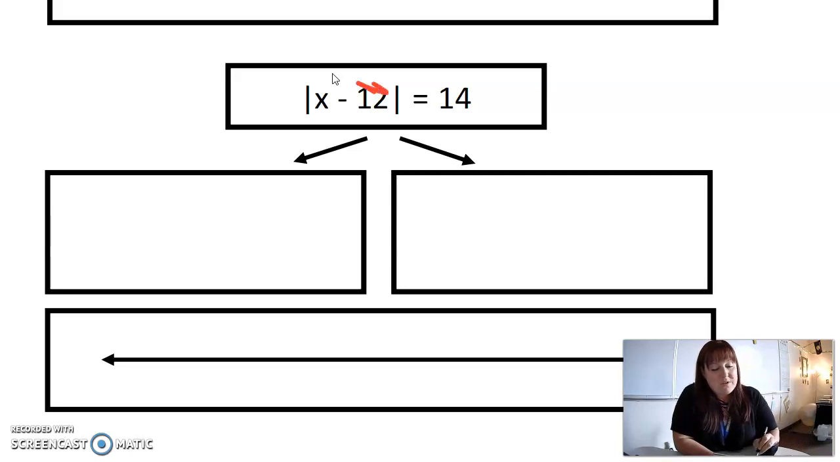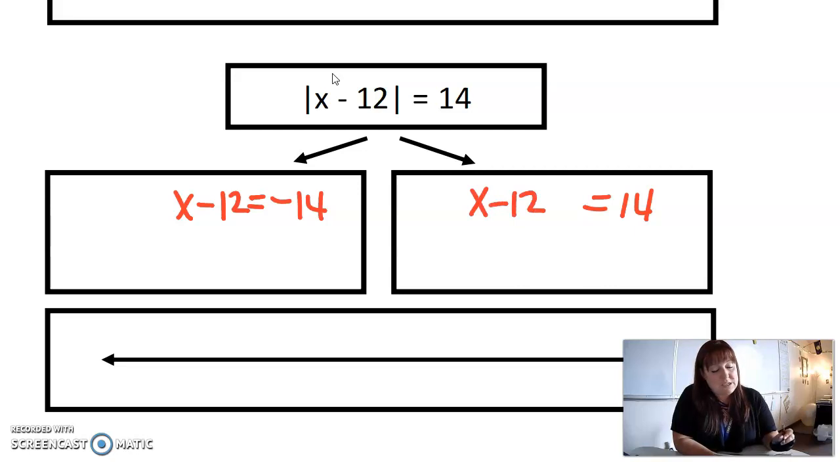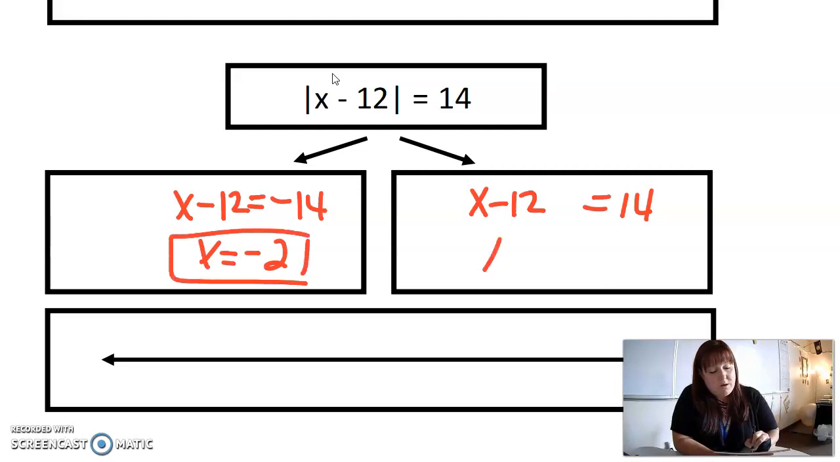So remember, all of this stuff underneath has to either equal -14 or +14. So I'm going to say either x minus 12 equals -14 or x minus 12 equals +14. So we're going to add 12 to both sides, and I get x equals -2 or x equals 26. Either one of those would give me the correct answer.